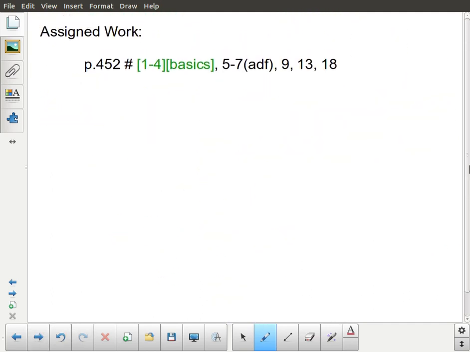And that is it for geometric sequences, at least as far as the lesson goes. Lots of practice you'll need to do to get yourself completely comfortable with this stuff.